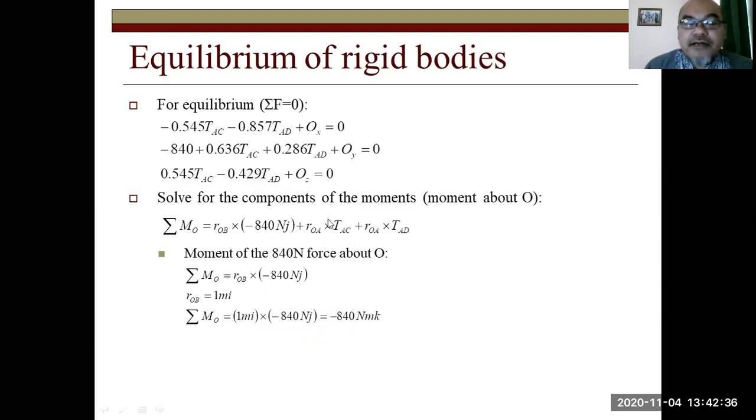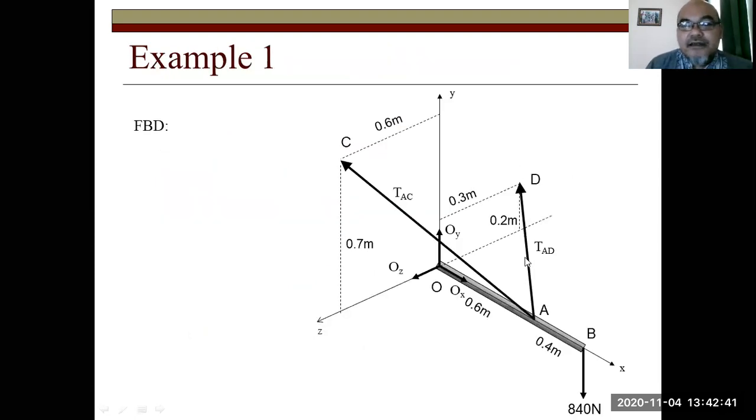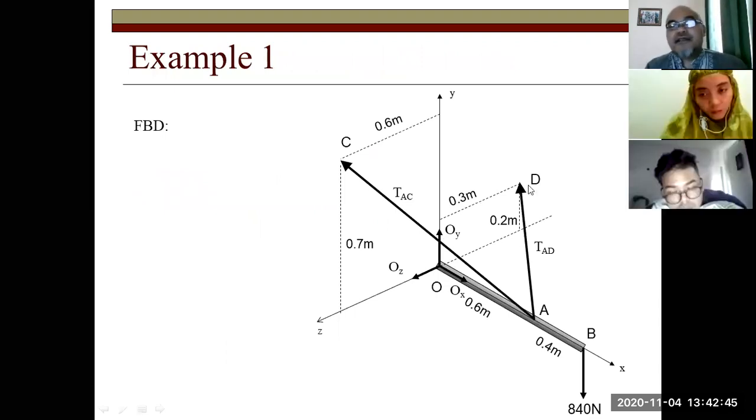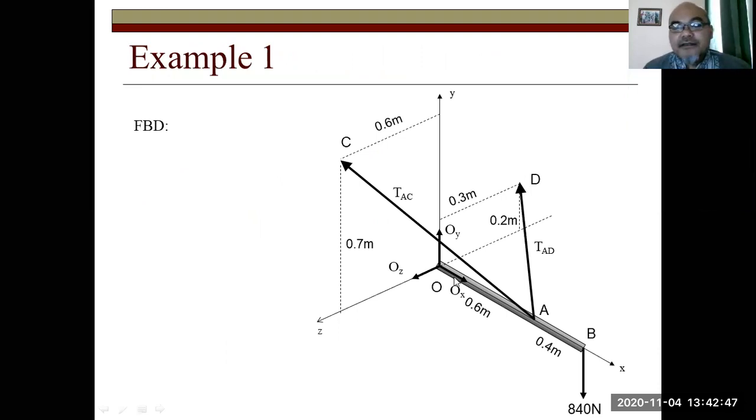Then plus ROA cross product TAC. The beginning point of TAC is located at point A. So you can use ROA cross product TAC, or you can also use ROC cross product TAC. But it is simpler if you use ROA, because it is straight 0.6 meter high, right?